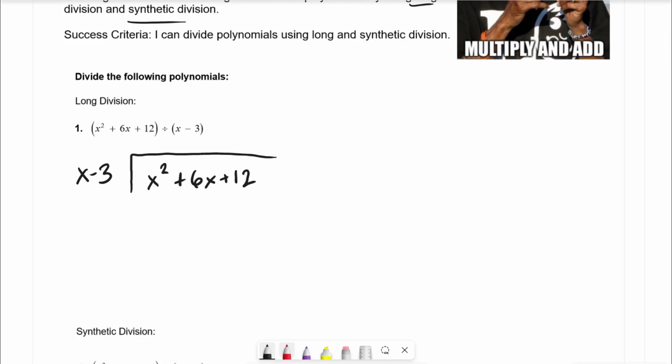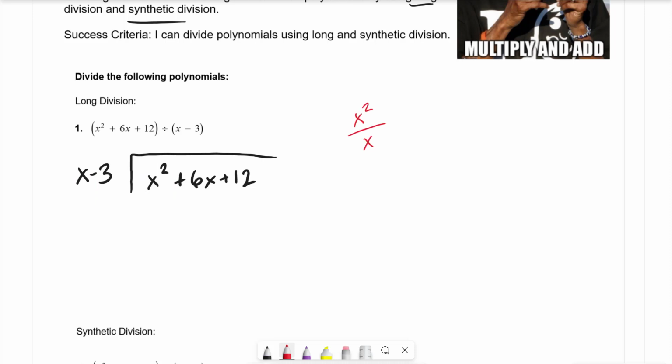Similar to how we don't look at the entire number at once, we're going to do the same thing here. We're going to only look at it term by term, and we're primarily focusing on the x's because that's what we care about. So I look at x squared and I want to divide it by x. We can do that off to the side over here.